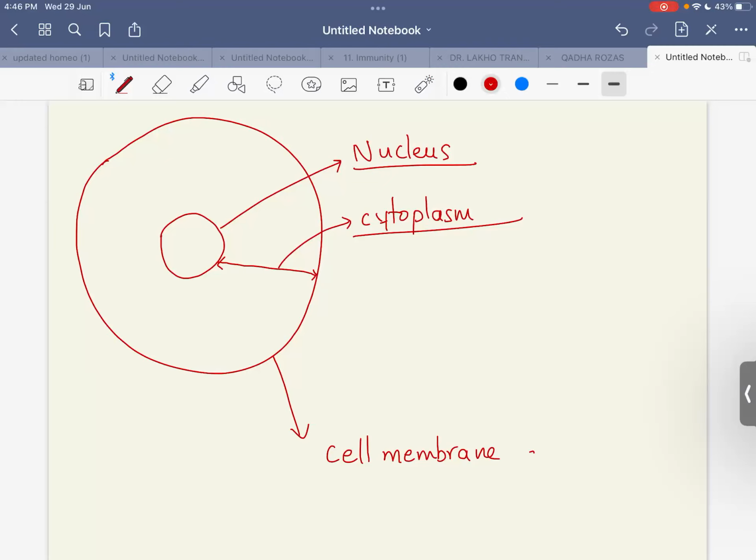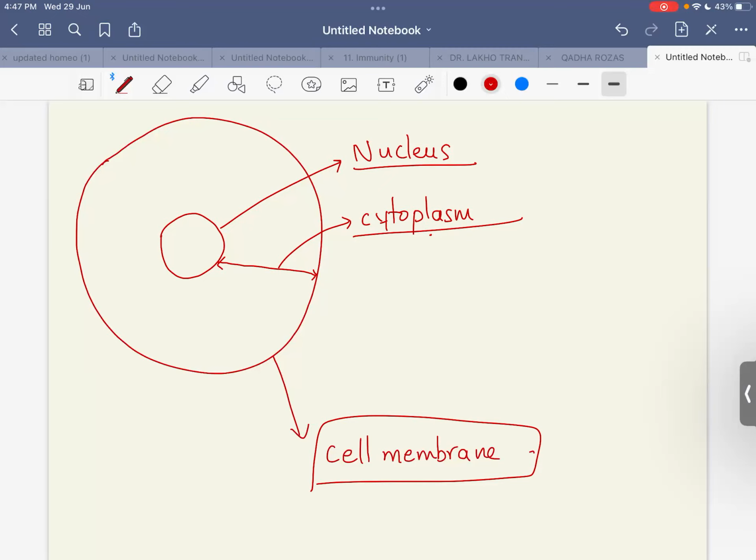Nucleus controls all the activities of a cell. Cytoplasm is the place where various chemical reactions take place. Cell membrane is the outer boundary or the gatekeeper of the cell. It controls the entry and the exit of substances into and out of the cell so that the cell is protected from all kinds of dangerous substances.